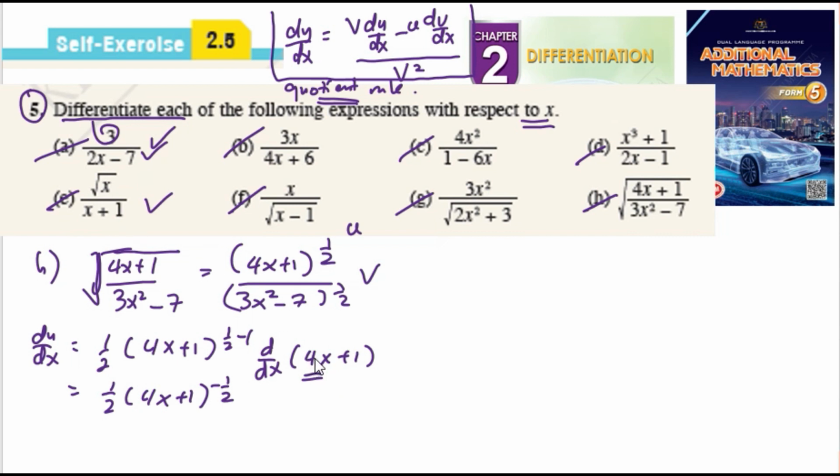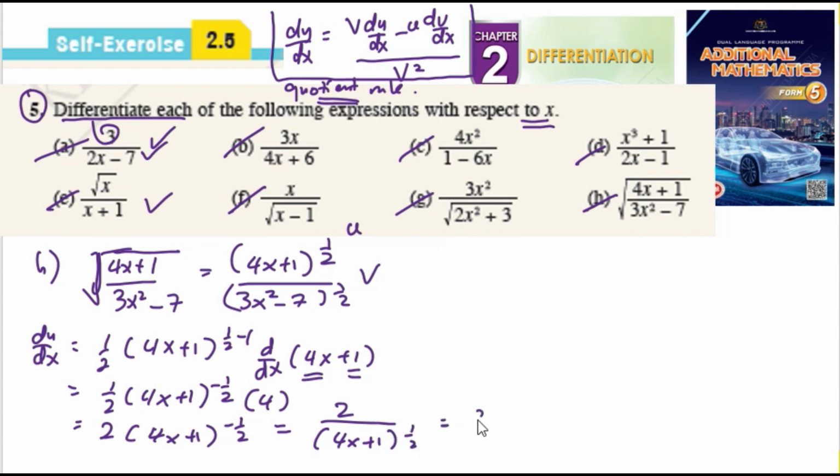Because you differentiate 4x, you get 4. You differentiate 1, you get 0. So this one is 4. So half times 4, you get 2. So 2 times (4x plus 1) to the negative half, which is equal to, so we don't want the power to be negative, so 2 divided by (4x plus 1) to the half, which is equal to 2 divided by the square root of 4x plus 1. So this one is du over dx.